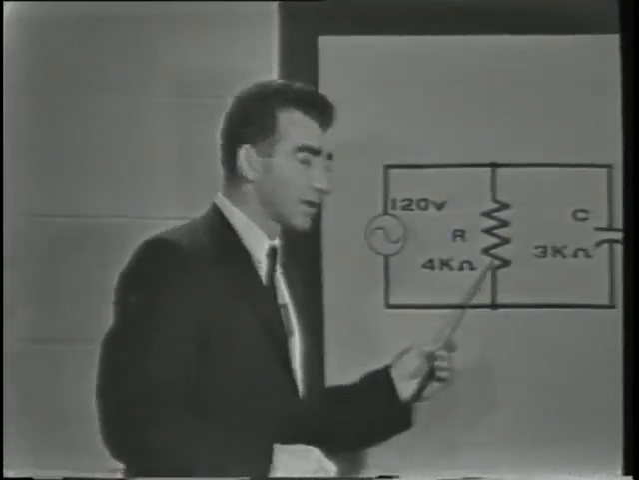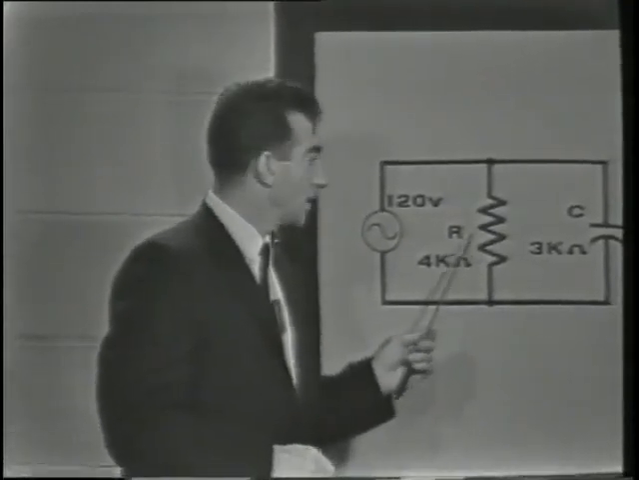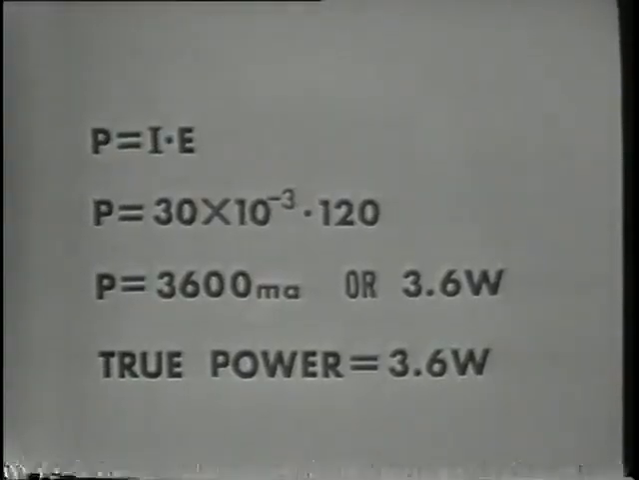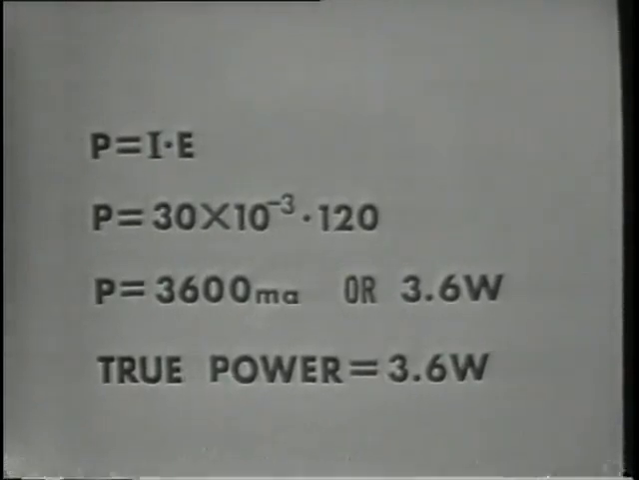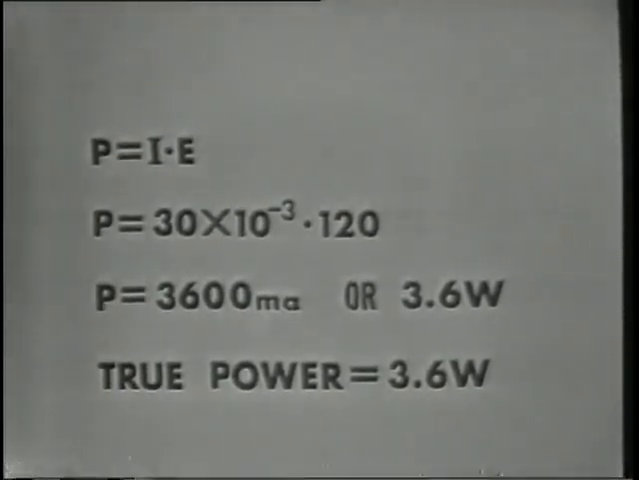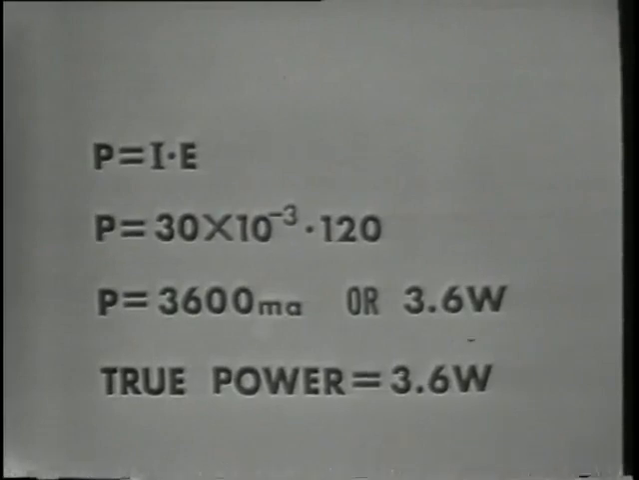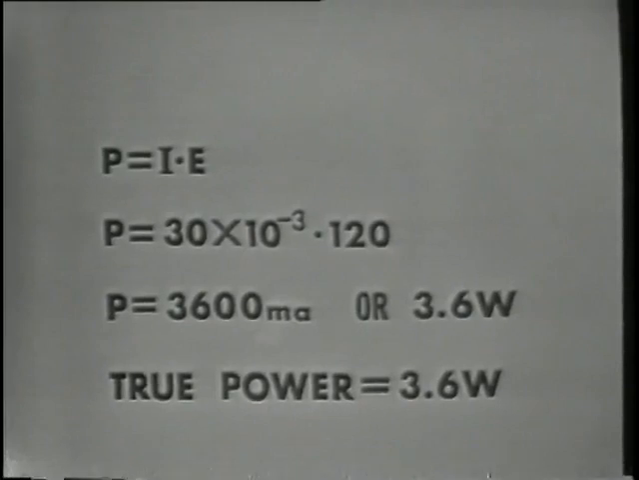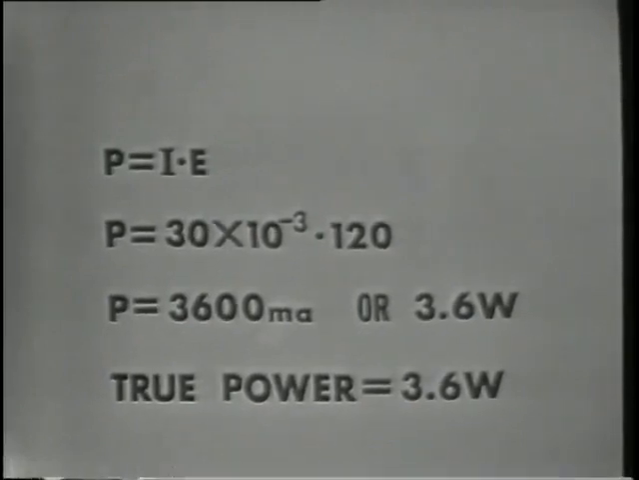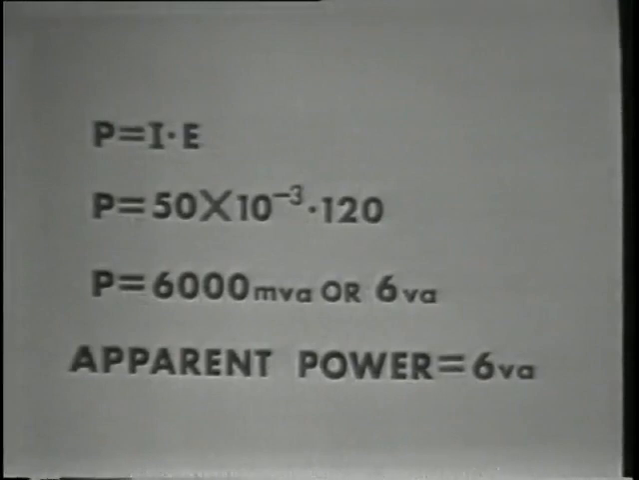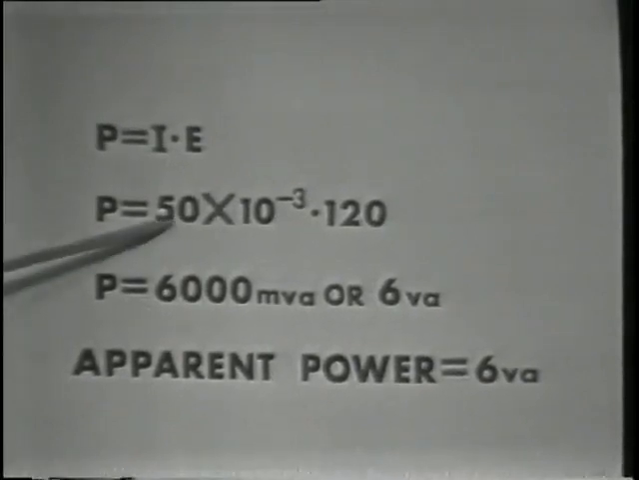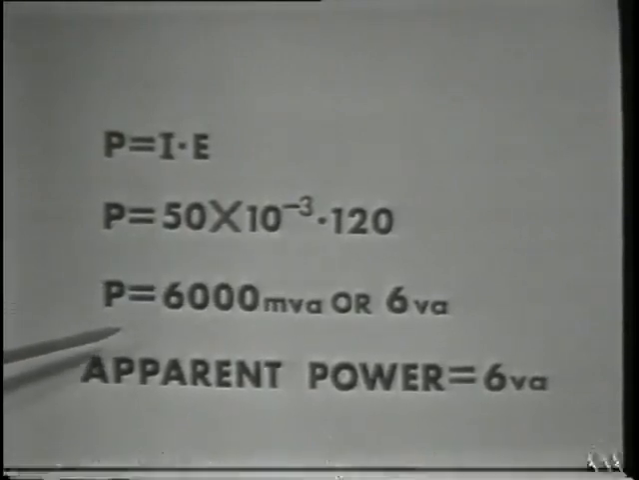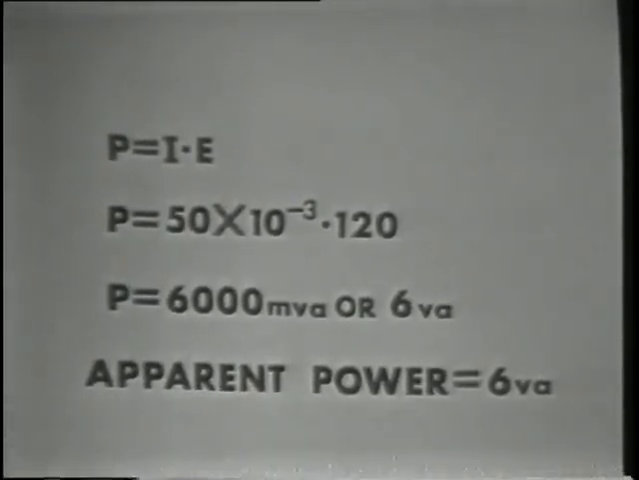Now, from our previous calculations, we have found that IR is equal to 30 milliamps. Thus, if we apply the power formula, P equals I times E, we find the power dissipated in the circuit is 3.6 watts. Now, this is true power, the power actually dissipated by the resistor. However, if we apply the power formula to the entire circuit, we must use total current, or 50 milliamps, and EA, of course, is 120 volts, so the circuit apparently uses 6 volt-amperes.